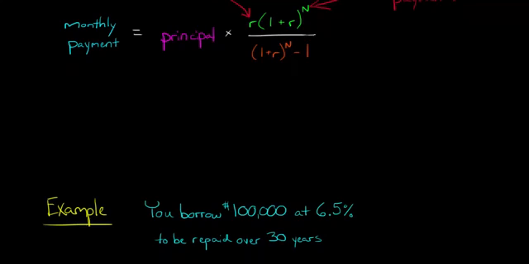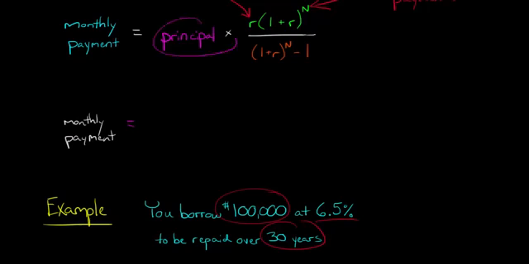So let's say that you borrow $100,000 at 6.5% APR, to be repaid over 30 years. So you've got a 30-year mortgage. Now we want to say what would be the monthly payment. We want to calculate the monthly payment so we know how much to pay the lender each month. So our monthly payment is going to be equal to our principal, and our principal is $100,000. That's how much money we're borrowing. And now we're going to multiply that by this fraction above.